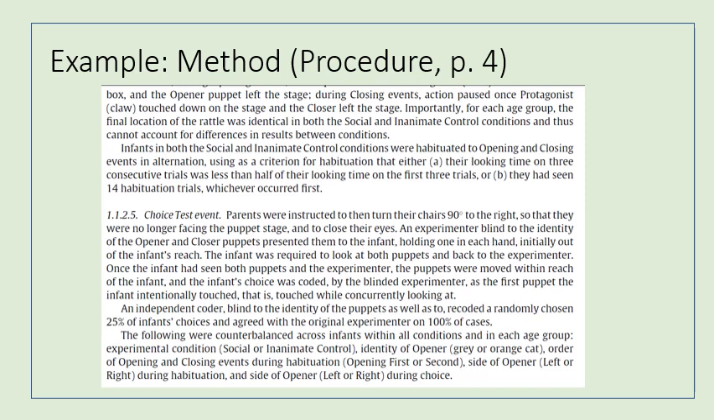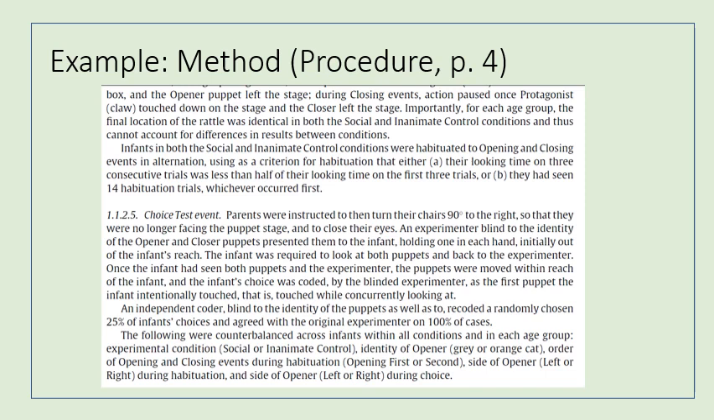Now they're talking about counterbalancing. Counterbalancing we haven't met yet, but you'll understand it through here. It just means that we're rotating certain aspects of the experiment so that those aspects don't interfere with the outcomes. The following were counterbalanced across infants within all conditions and in each grade group. The experimental condition, so whether there would be a social or inanimate control. The identity of the opener, so they didn't always make the gray cat the opener and the orange cat the closer. They rotated it, counterbalanced it.